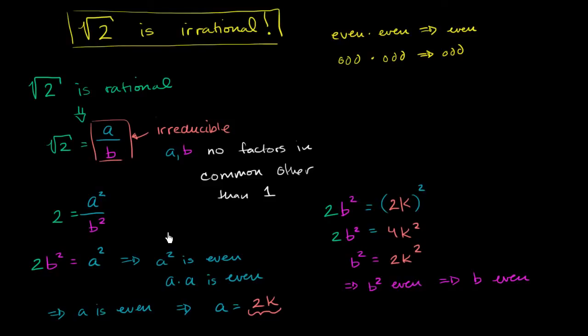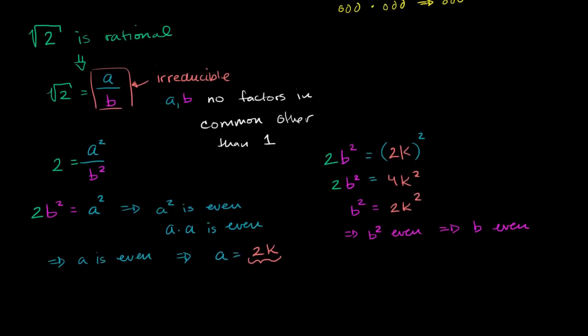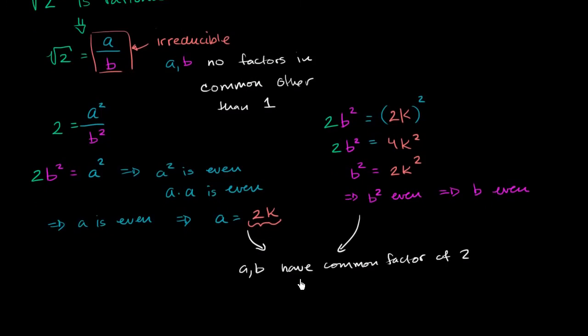Well, if a is even and b is even, then they both have 2 as a factor, and then this isn't irreducible. You could divide the numerator and the denominator by 2. A and b have a common factor of 2. So let me write this down, just to make it clear. From this and this, we have that a and b have a common factor of 2, which means that a over b is reducible, and so that's the contradiction.